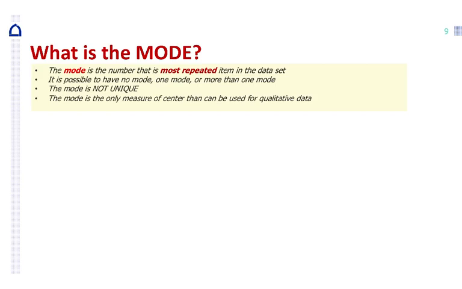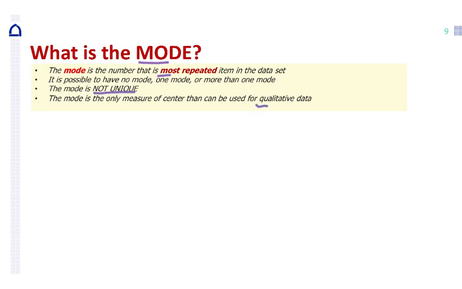Okay, lastly, we'll talk about the mode. You can remember the mode is the most repeated item in a data set. If nothing is repeated, it's possible to have no mode. If there is one most popular item in the data set, most repeated, then there's one mode. And if there is a tie, then you can have more than one mode. So this is the one measure of center that is not unique, meaning there can be more than one mode for a data set.